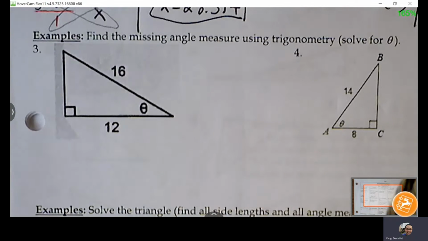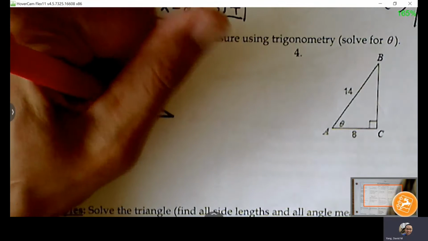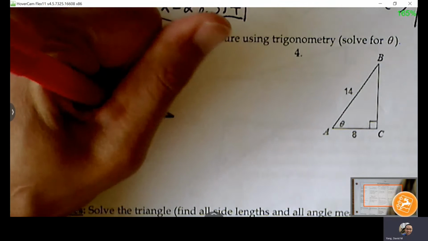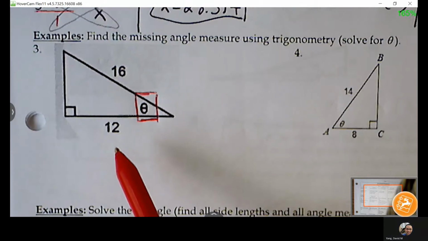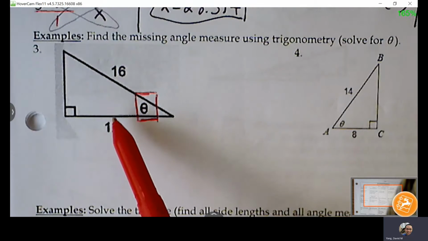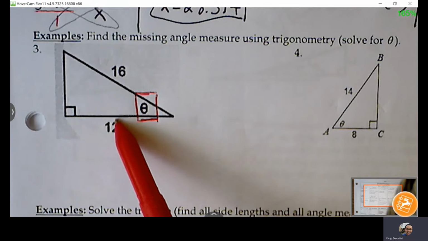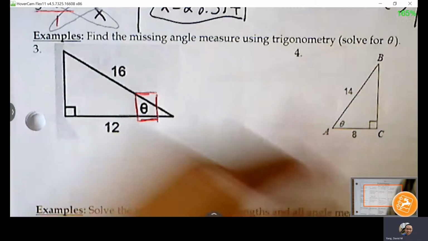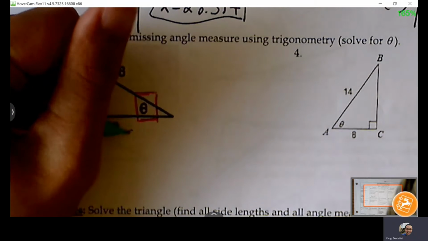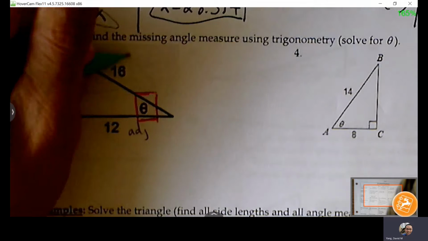Okay, so I'm going to put a box around that theta. That's going to be our starting location. And we're going to look out at the rest of the triangle. Now, the 12 is what? Adjacent. And the 16 is hypotenuse.